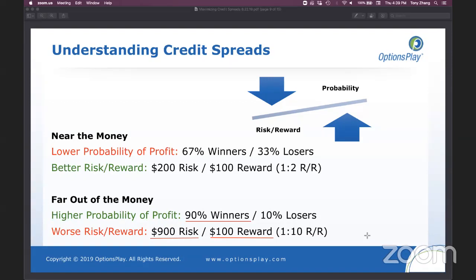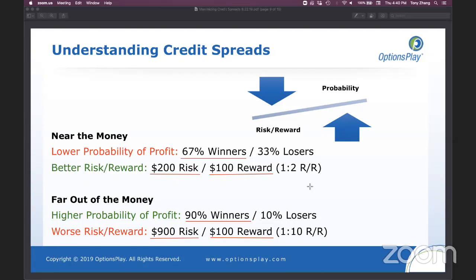On the flip side, if you sell credit spreads that are very close to the current price, near the money credit spreads, you're going to see risk reward ratios that look something like this. For every $100 you receive in credits, you risk roughly $200. Not a spectacular risk reward ratio, but also nothing like risking a couple of $1,000s for every $100 in income. And for those, you'll typically see in the range of 60 to 70% winners, and a 1 to 2 risk to reward ratio.